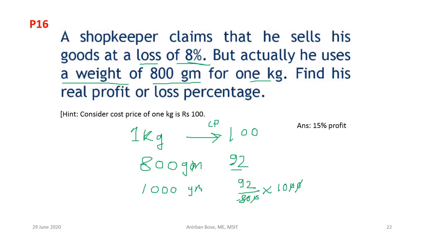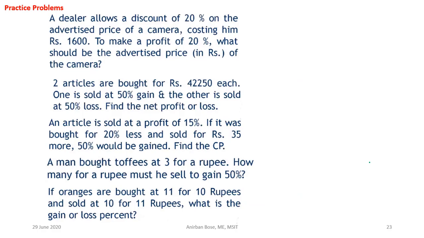So if you do this, what you are getting is that 5 into 23. So 5 into 23 is equal to 115. So he is actually selling it at rupees 115 where the cost price was 100. So what is the actual profit percentage? That is simply 15%. Clear? So these are similar kind of problems for you to practice.